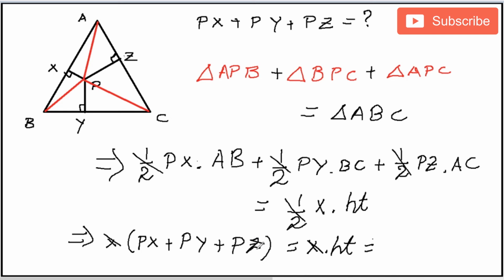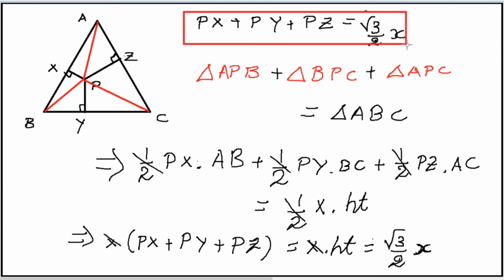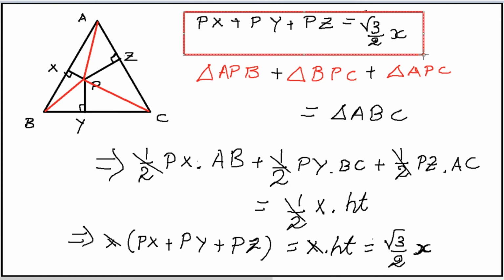And we know that the formula for the height of an equilateral triangle, from basic trigonometry, which can be derived, is root 3 by 2 into side. And in this case, the side is of the length X. So that is the concept. The sum of the perpendicular distances of the point P from the three sides of the triangle is root 3 by 2 into X, where the triangle is an equilateral triangle and P is any arbitrary point within it.